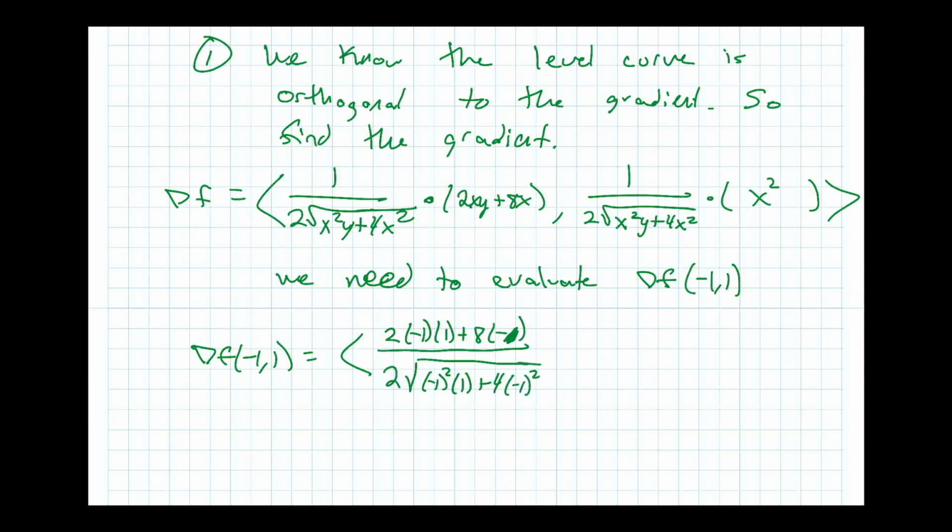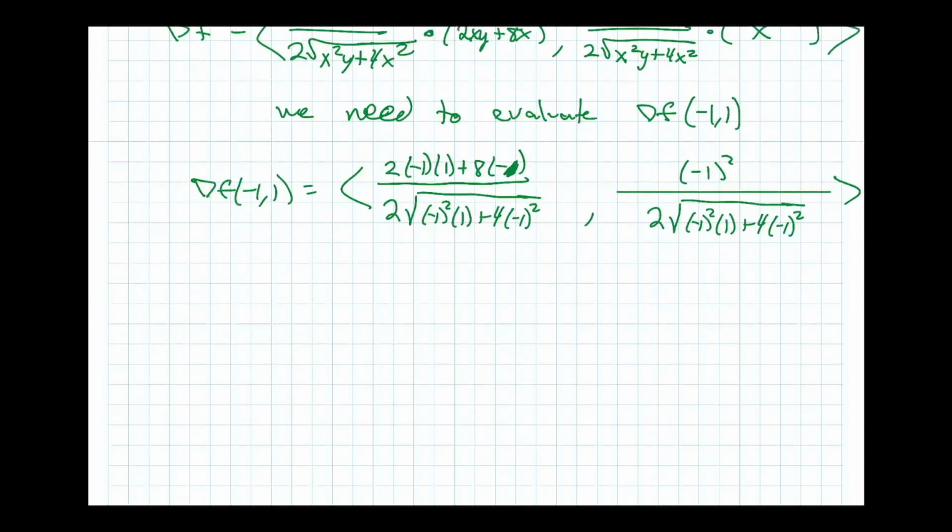For the other one, the numerator is x squared. The denominator should be exactly the same. I'm lazy. Duplicate. Okay. So there is that. Now we got to evaluate the numbers here. So in the numerator, you've got 2 times -1 is -2, plus -8. -2 plus -8 is -10.